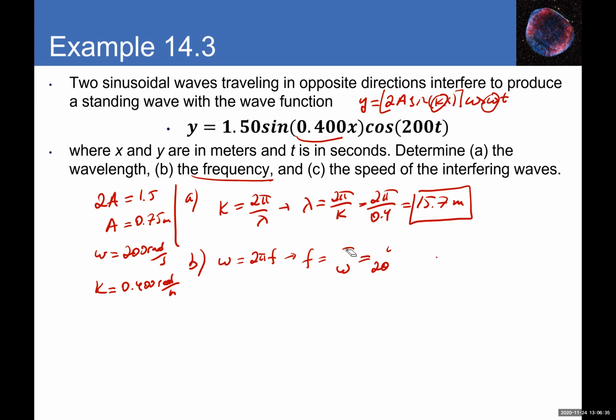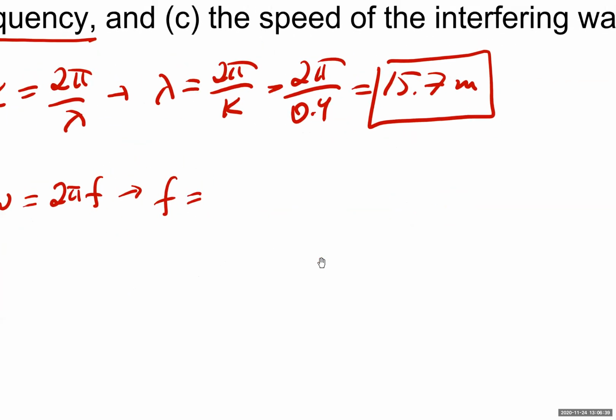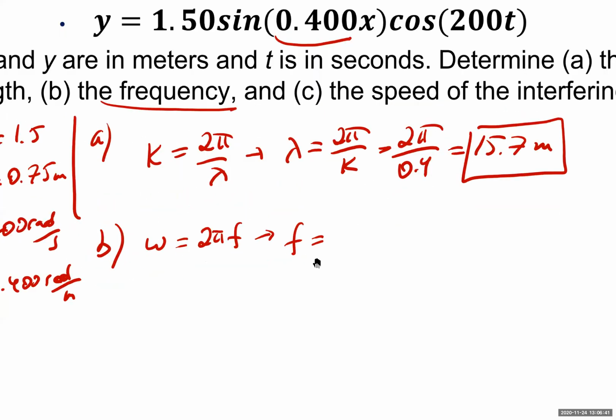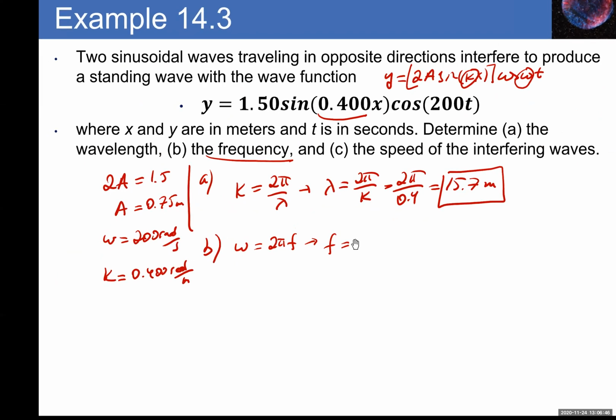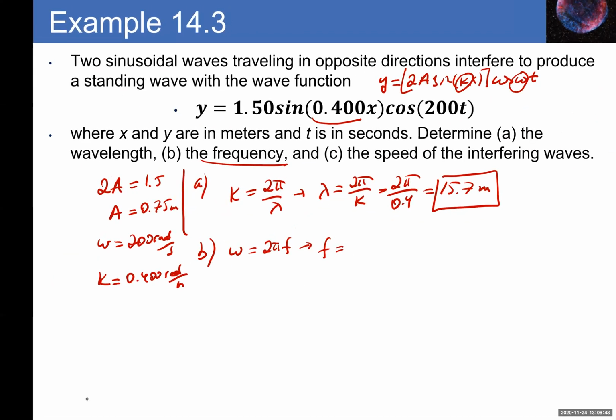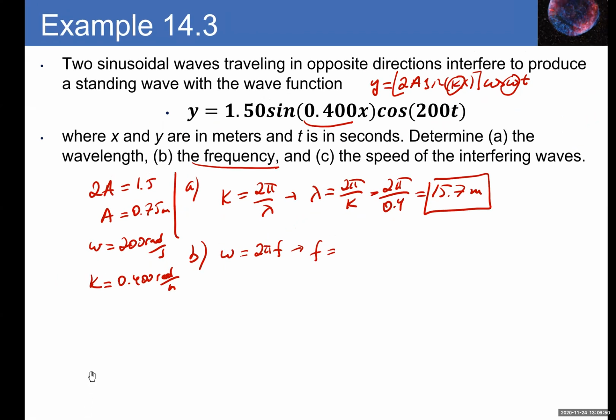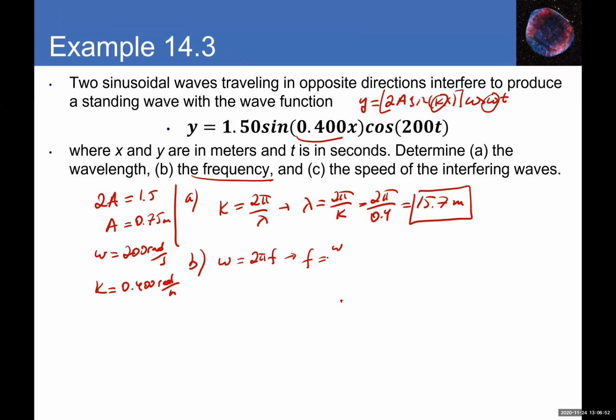All right, so I made a typo, sorry about that. It's omega over 2 pi. Simple mistake. So omega over 2 pi, then 200 over 2 pi. So this is going to be 31.8 hertz. That's my frequency.